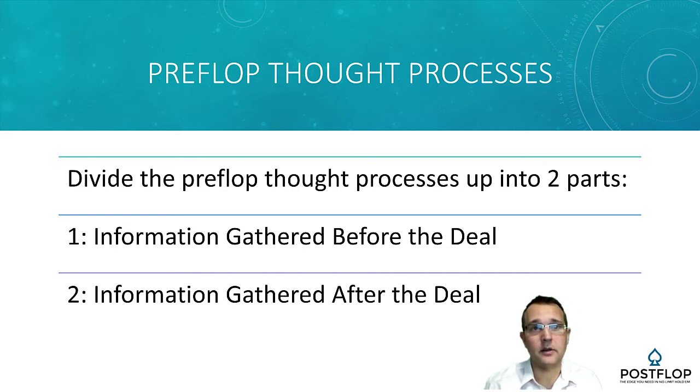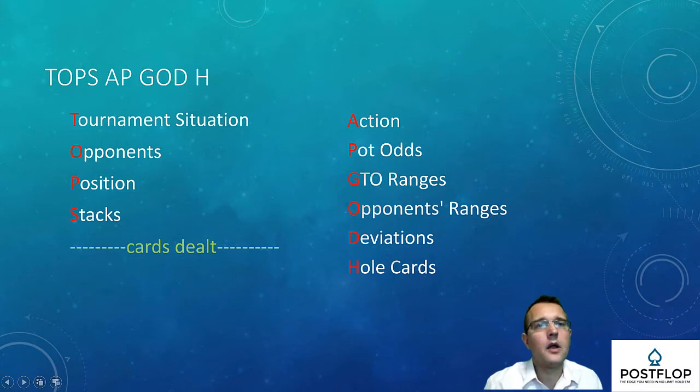After the cards are dealt, the information we gather gets more and more specific, and the order in which we handle each element is much more rigid. Please ensure you follow the sequence. On the left hand side, you can see that there are 4 elements to be considered before the deal, or 3 for cash game players. And on the right hand side, there are 6 elements to be considered after the deal.